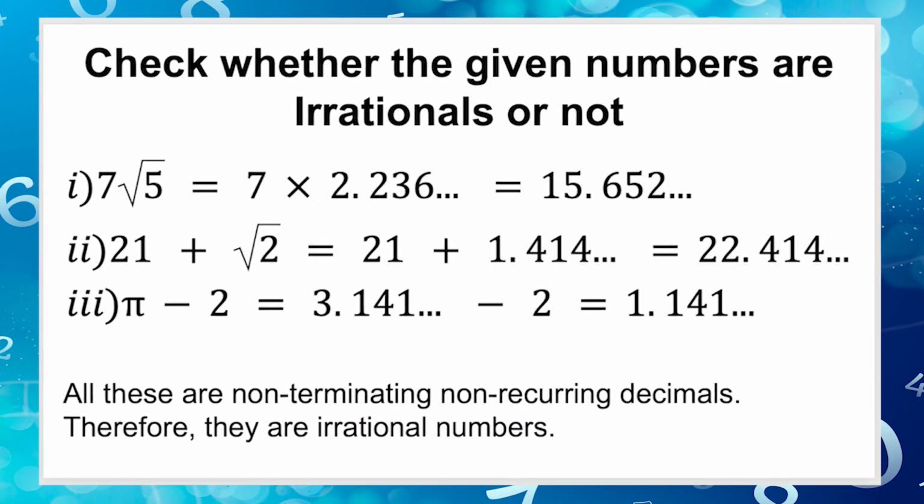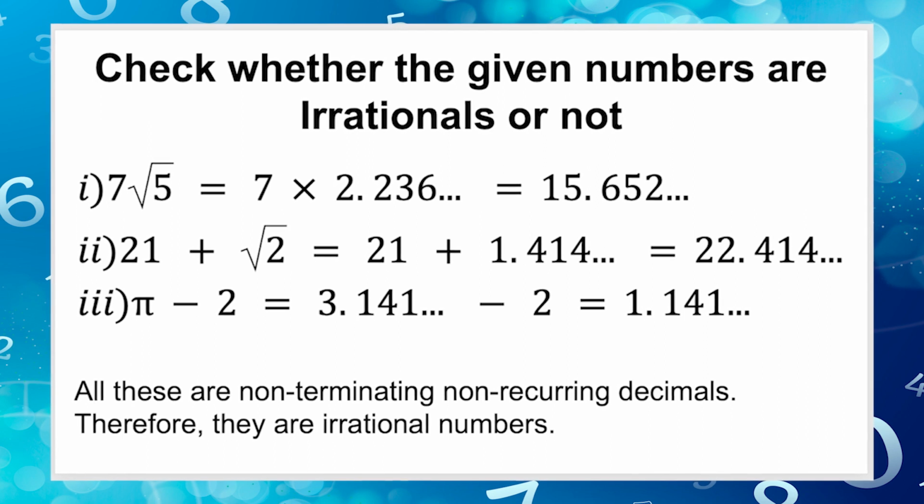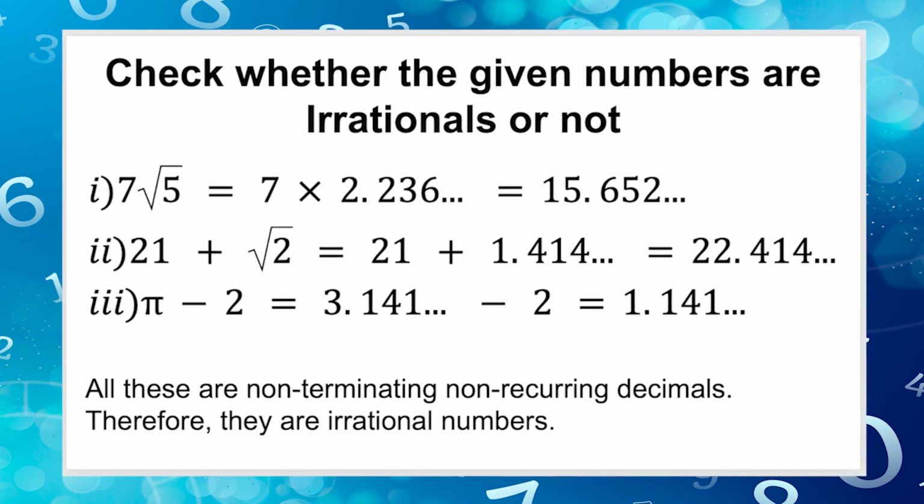Students, as we know, decimal numbers that continue endlessly with no group of digits repeating endlessly are non-terminating, non-recurring decimals. Such numbers are called irrational numbers. Now, let us understand the concept properly by solving some questions. Check whether the given numbers are irrational or not.